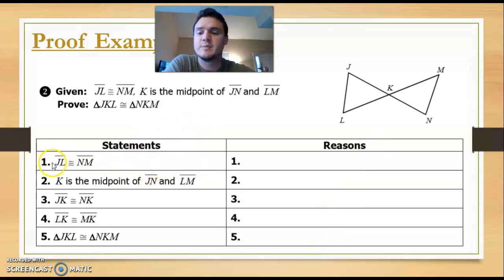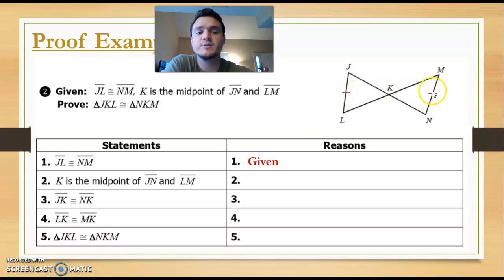Statement 1 says JL is congruent to NM. If you look back up here, JL is congruent to NM. That's a given statement, so our reasoning would be that it's just given to us. Typically in proofs, if you're just copying given information into your proof, the reasoning is just going to be given. Again, I would recommend marking the congruence on your triangles as you work through the problems, because it should give you an idea of where you're going after that.